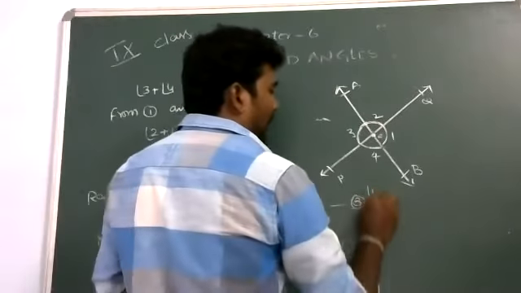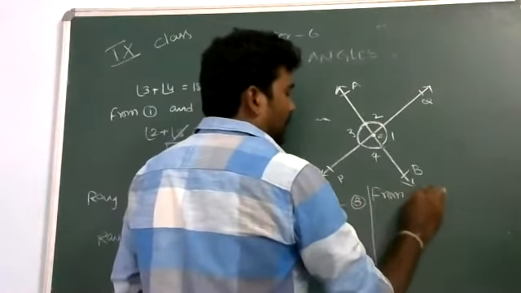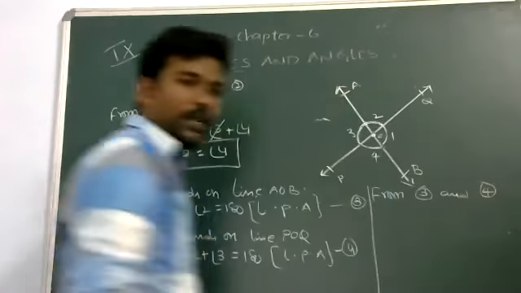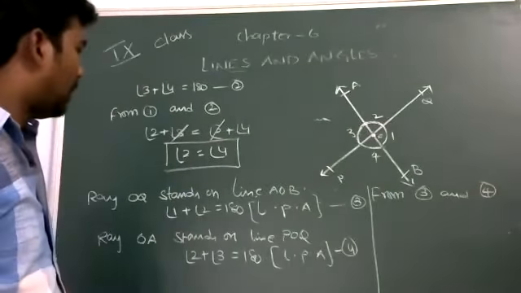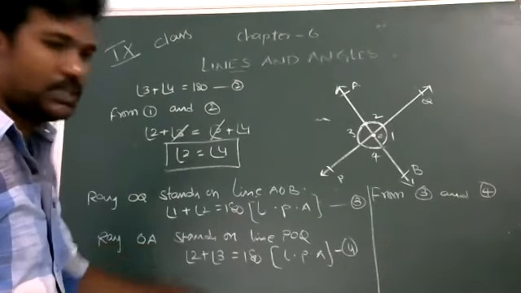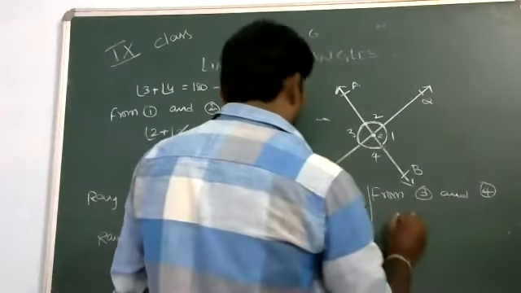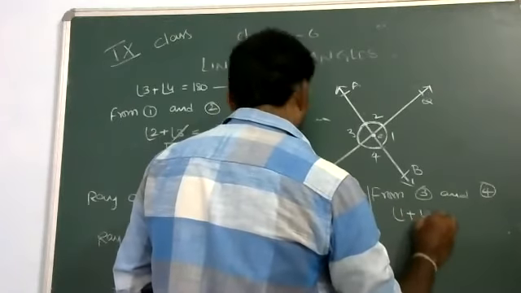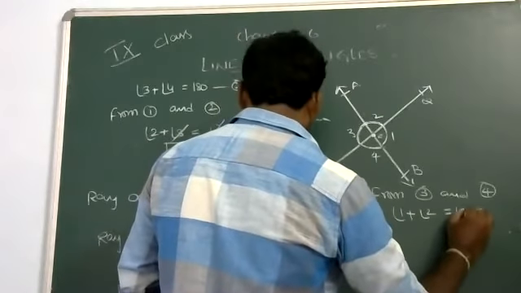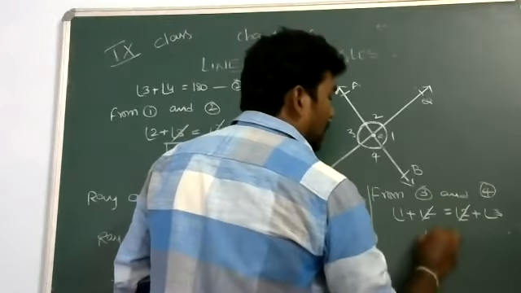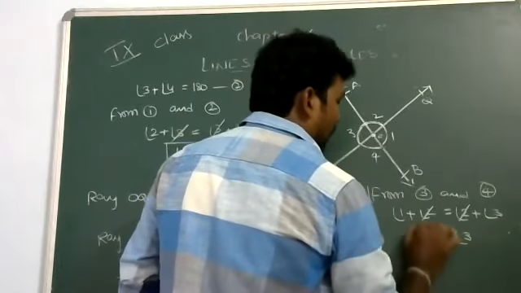Now from equation 3 and equation 4, same as before, the RHS parts are equal, then you can equalize LHS parts. So that means angle 1 plus angle 2 is equal to angle 2 plus angle 3. Angle 2 and 2 get cancelled. Angle 1 is equal to angle 3.